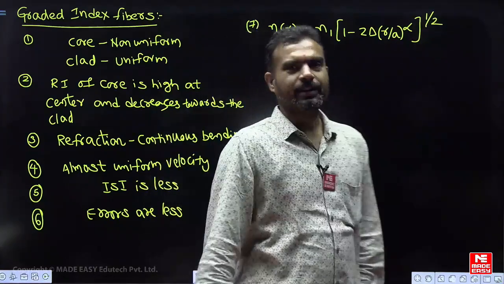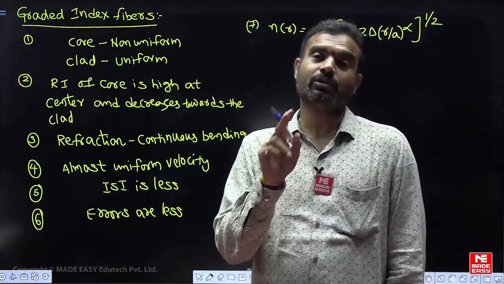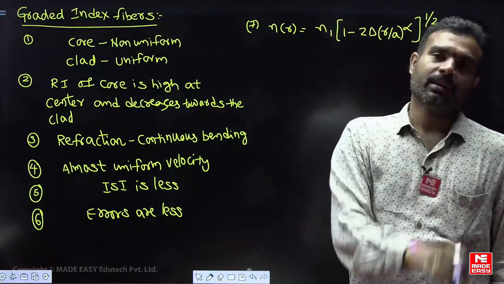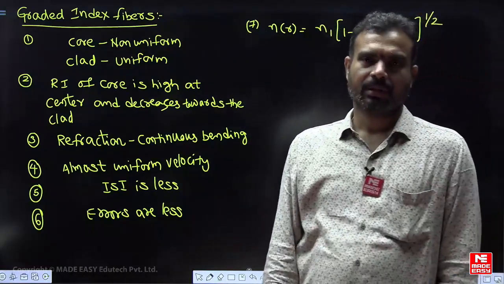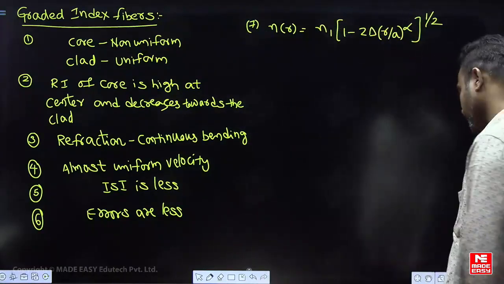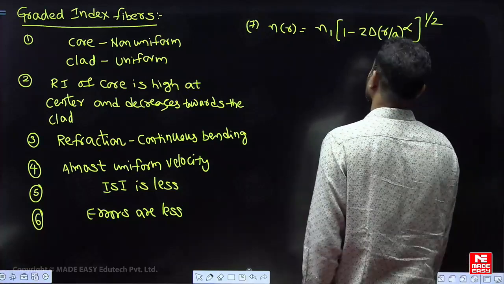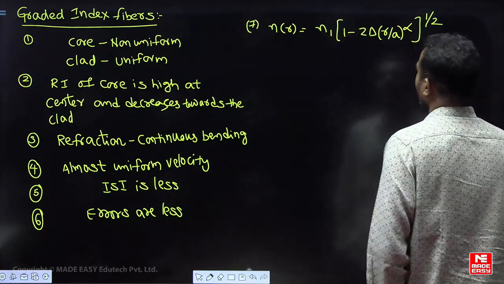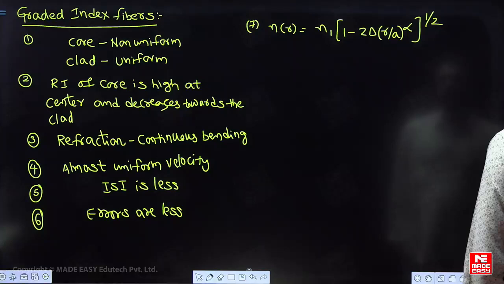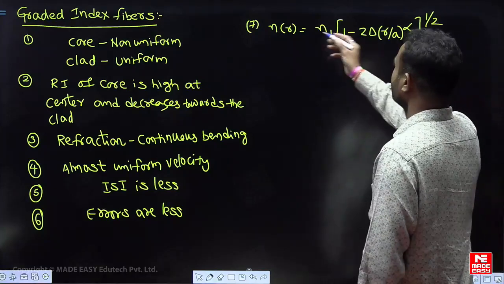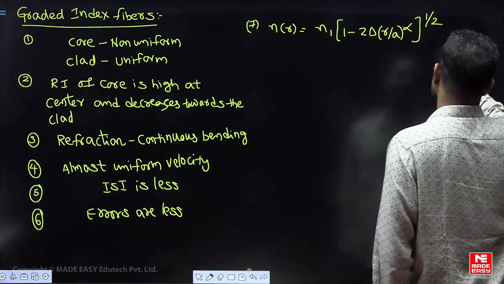Alpha is called the shape of the profile, also called the profile parameter, shape of the profile, or index number. So N1 into 1 minus 2 delta, where delta is called the relative refractive index difference. As the R value changes, this will change.